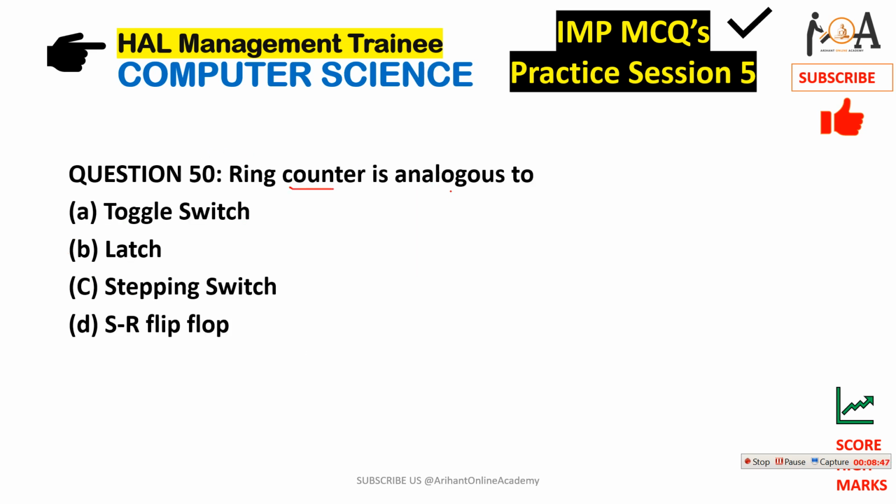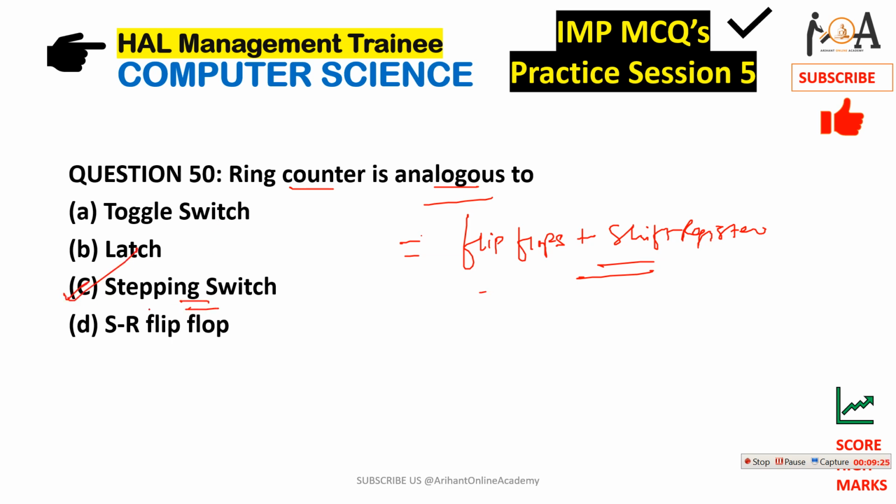Next one is, a ring counter is analogous to. So basically a ring counter is generally termed as, whenever there are flip-flops, right? So when flip-flops are generally connected as shift registers, they make a ring counter, and the input of the first flip-flop is generally the output of the last one. So it is basically seen as a stepping switch, right? So option C is the correct answer.